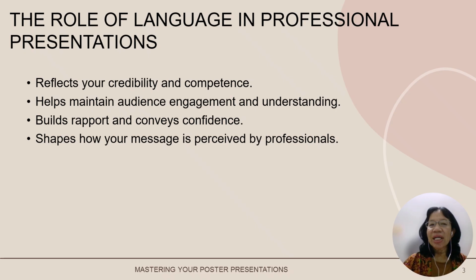If you use precise, domain specific terminology correctly and speak formally, you signal to your audience that you are an expert who takes their work seriously. Conversely, informal language, slang, or vague vocabulary can quickly undermine professional standing.